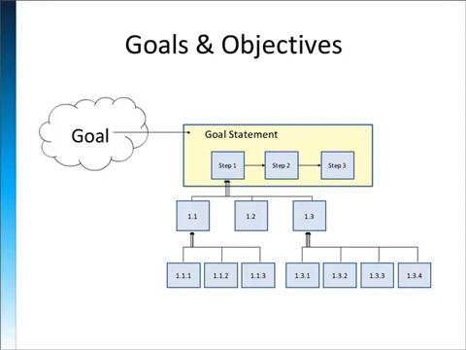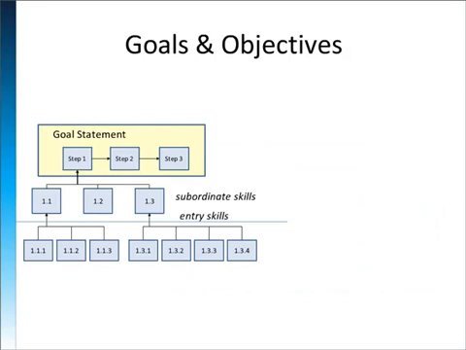Next, as we've discussed in another presentation, goal statements are mapped out into a series of steps for accomplishing the goal. These can be procedural steps or steps in a process for attaining the goal. Finally, as you are aware, a step is then further subdivided into subordinate skills and entry-level skills. Now then, once you've completed your hierarchical analysis with subordinate and entry-level skills, then you can write a series of objectives based on these skills.